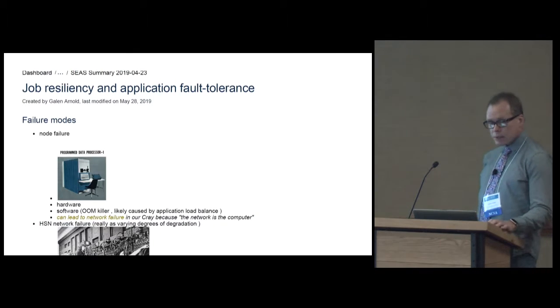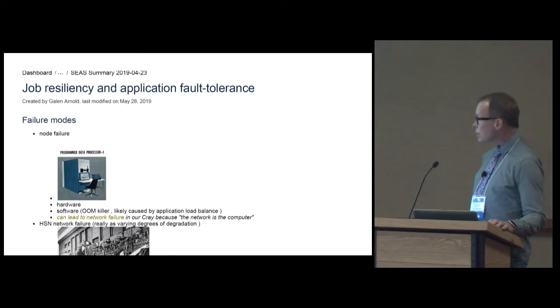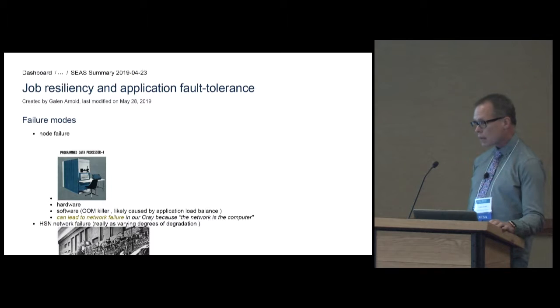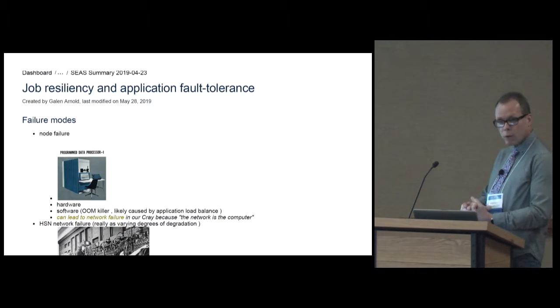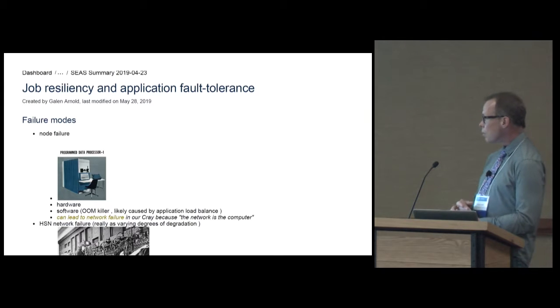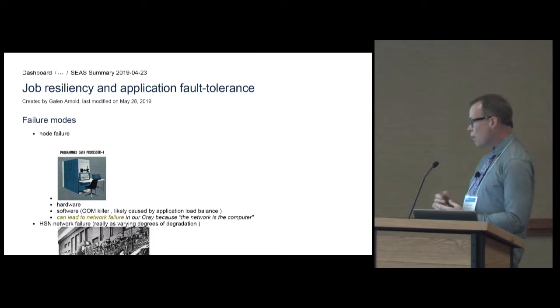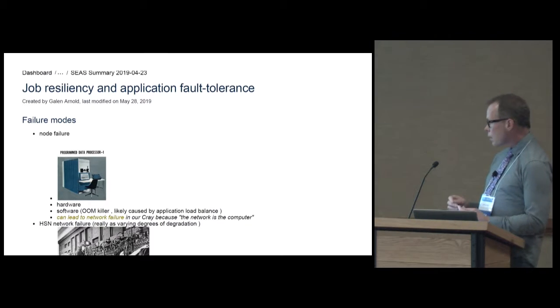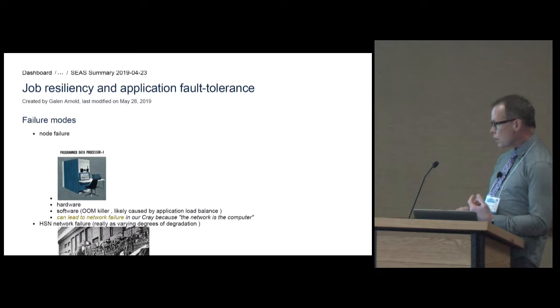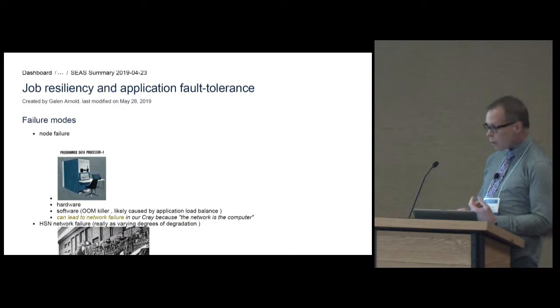So I'm going to talk about job resiliency and application fault tolerance. And first I want to talk about how things fail, why things break. So one of the more popular ways to have a job fail is a node failure. Node failure on our system can be hardware or software.